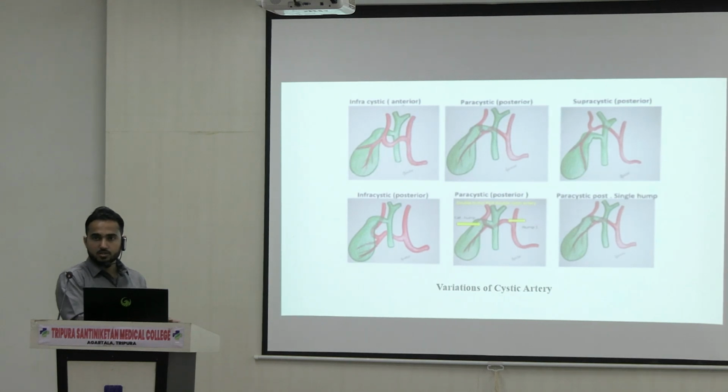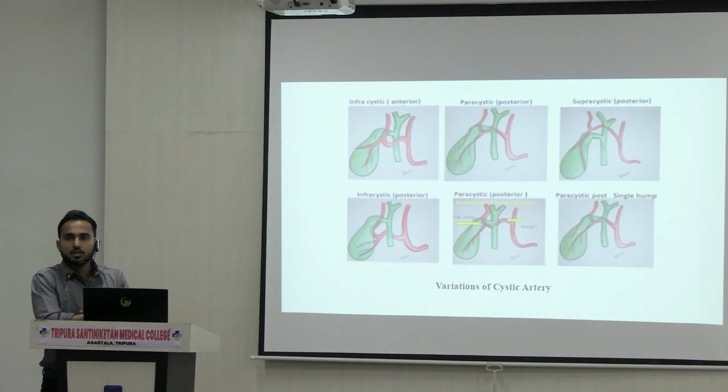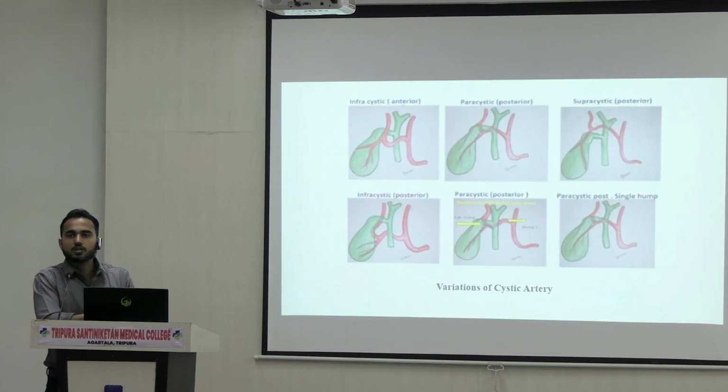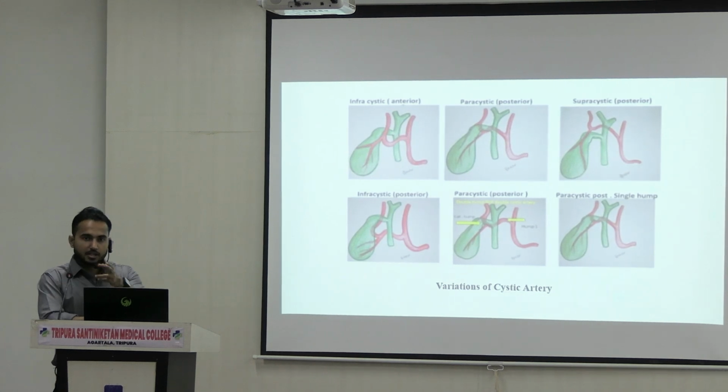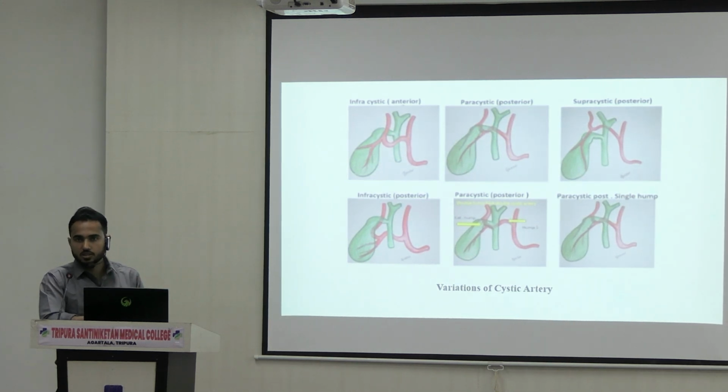Just see the variations. That's why I have mentioned that variation should be known, or else what will happen? The cystic duct and the common hepatic duct will be ligated. If they are ligated, what will happen? There will be obstructive jaundice for that patient. And if the artery is not ligated, huge bleeding will be there. That's why knowing the variation is important.